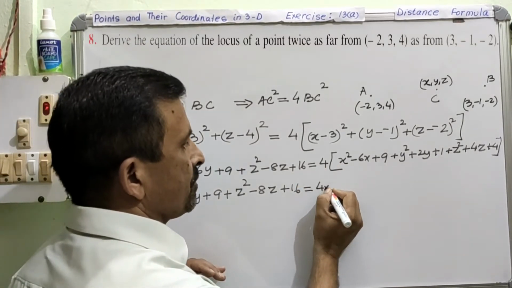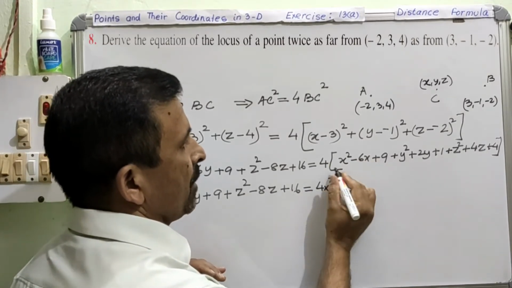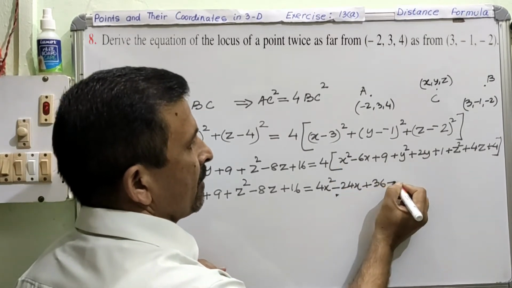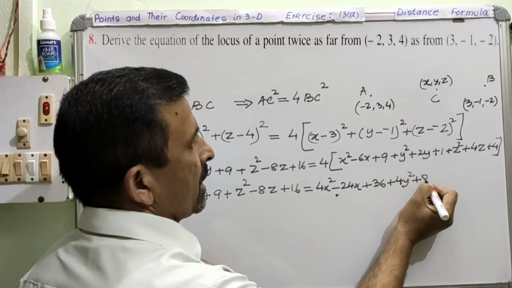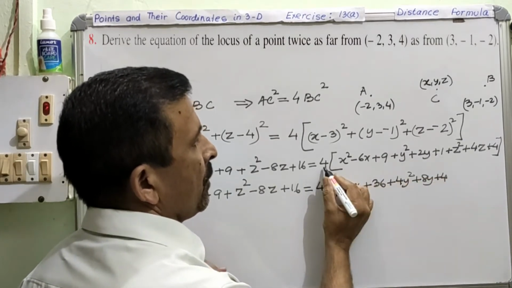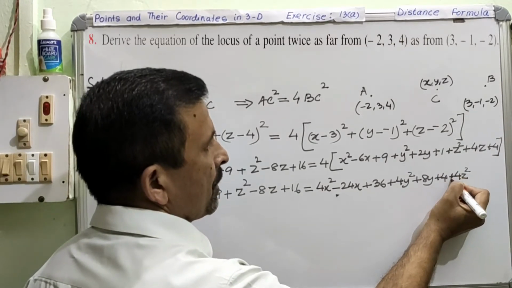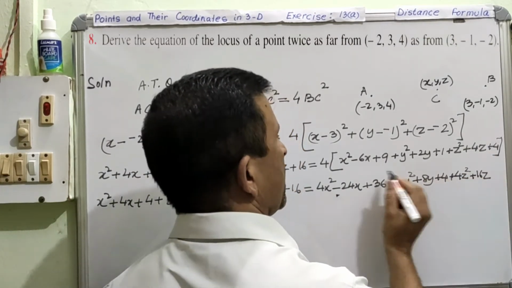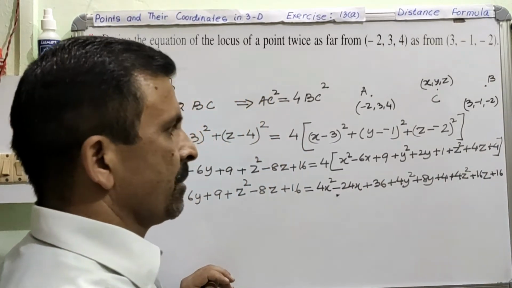4x square, 4 times 6 is 24, minus 24x, 4 times 9 is 36, 4y square, 4 into 2y, 8y, 4 into 1, 4, 4 into z square, 4z square, then 4 into 4z, 16z, and 4 into 4 is 16. Right hand side is all simplified.